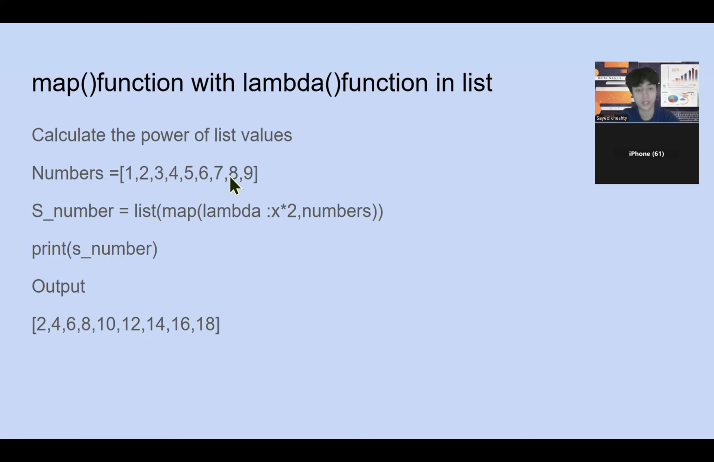8 times 2 is 16, and 9 times 2 is 18. And right here is all of them. That's the output. Now, how we can get the output is we just do print. Now we put the new list, s underscore number, and print parentheses s underscore number. The output will be all of them times 2.